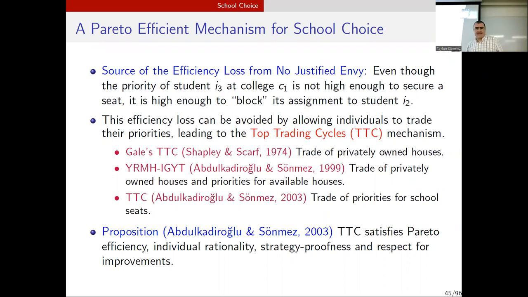And this mechanism is Pareto efficient, individually rational, strategy-proof, and respects improvements. Like all these failures of the Boston mechanism, for instance, or not the Boston mechanism, but the Turkish mechanism, this mechanism avoids them, except for no justified envy. Right?